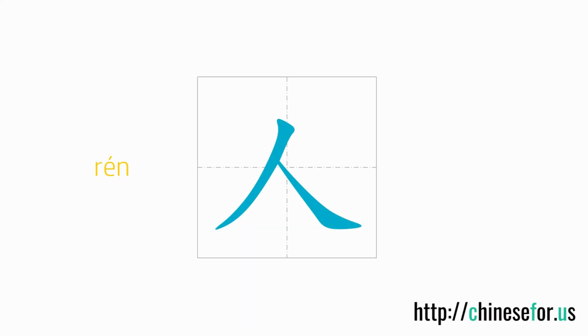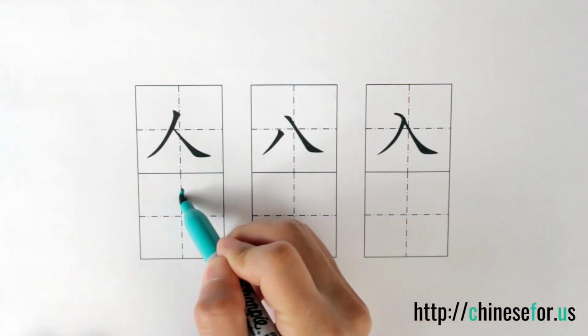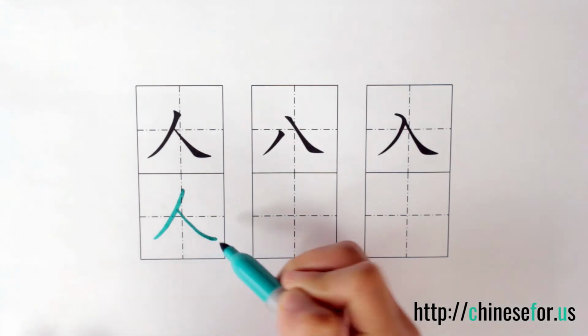It's called 先撇后捺, which means downward left before downward right. Here, let's see some examples. The first one is 人. Do you remember this one? It means people or person. The way you write it is to write 撇 first and then 捺.